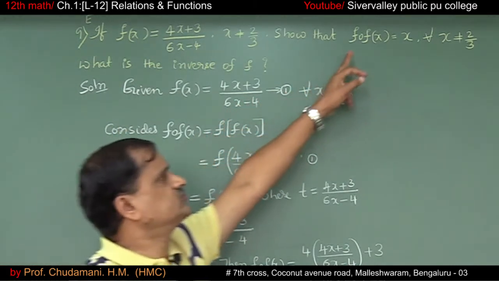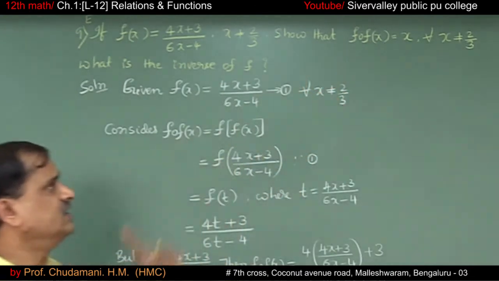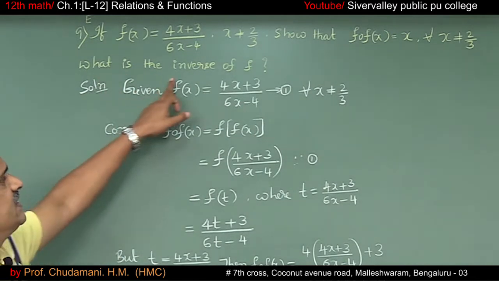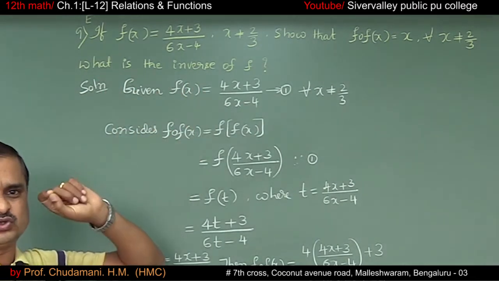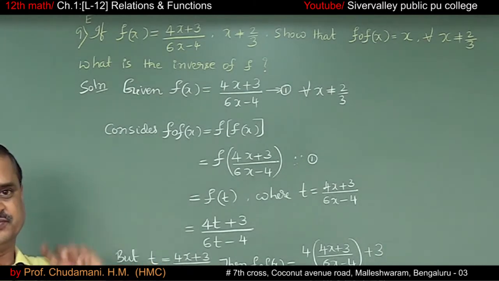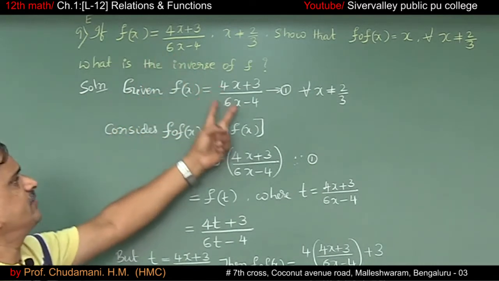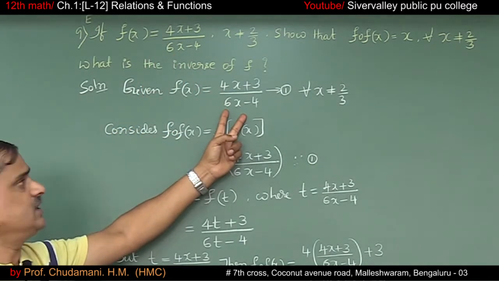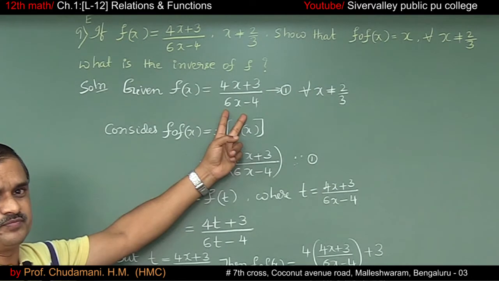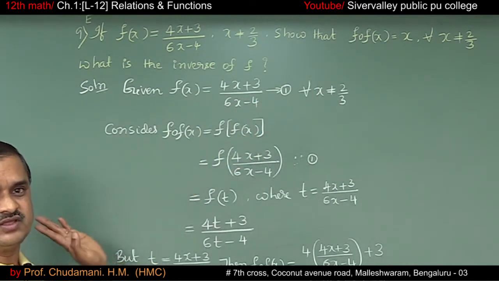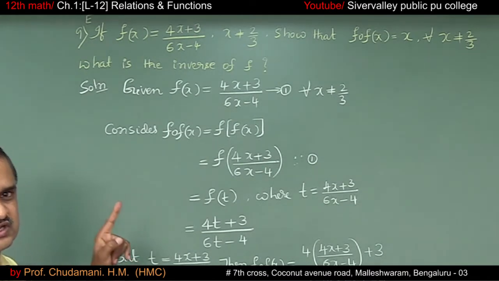Show that composition of f and f is x for all x not equal to 2 by 3. What is the inverse of f? They are also asking what is the inverse of f. Let us see. Solution. Given f of x equals 4x plus 3 divided by 6x minus 4 is defined for all x not equal to 2 by 3, for all x belongs to the real numbers except 2 by 3.